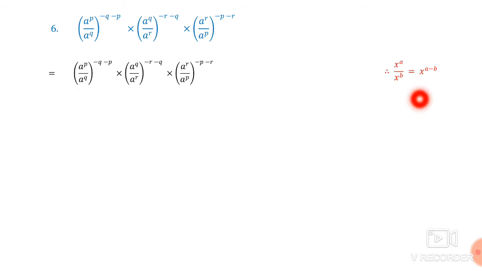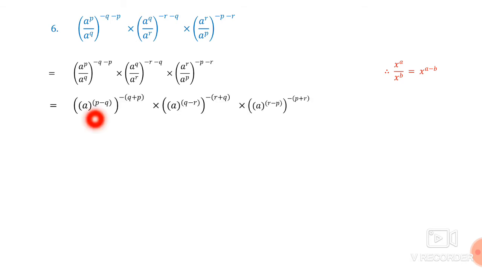So applying this rule, we will have a^(p-q), and from the whole exponent we can take the negative sign common, so the whole exponent will become minus, and in the bracket we have q plus p. Same thing happens here. Applying the rule inside the bracket, we will have a^(q-r), and the minus sign is taken common from the whole exponent. So the whole exponent is minus, in the bracket we have r plus q, or we can write it as q plus r. And the same thing happens in the third bracket.